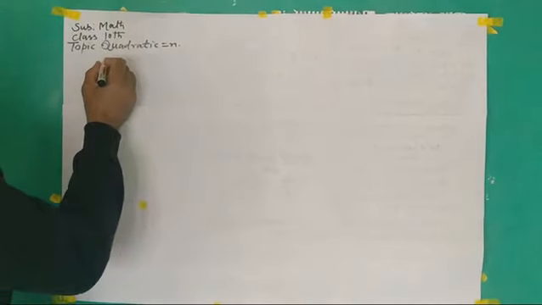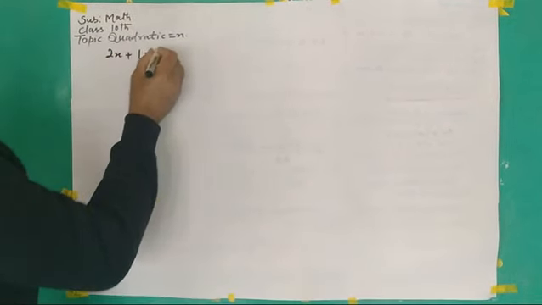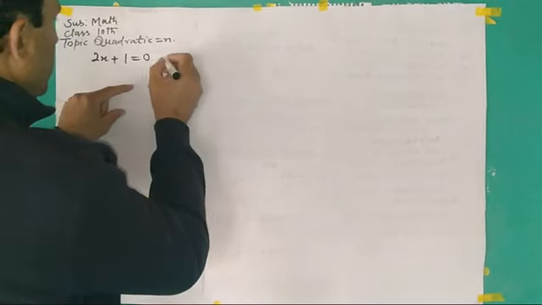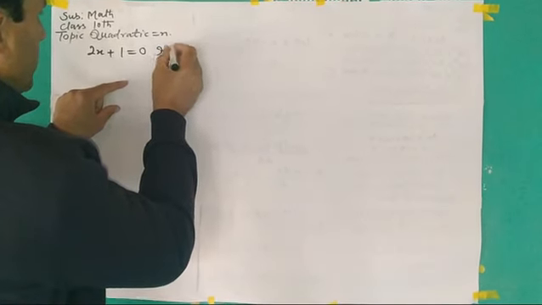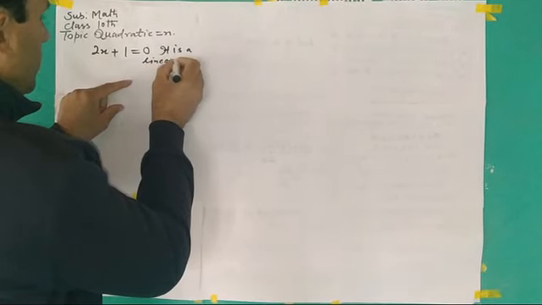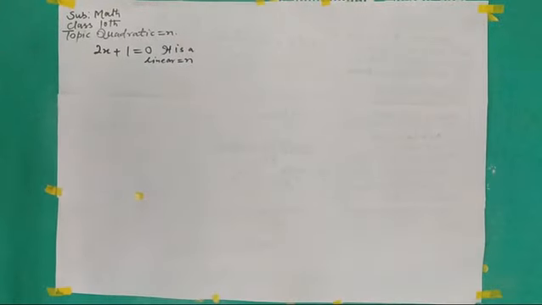For example, this is an equation here, 2x plus 1 is equal to 0. Here the highest degree is 1. This is a linear equation. This is the symbol of equation.